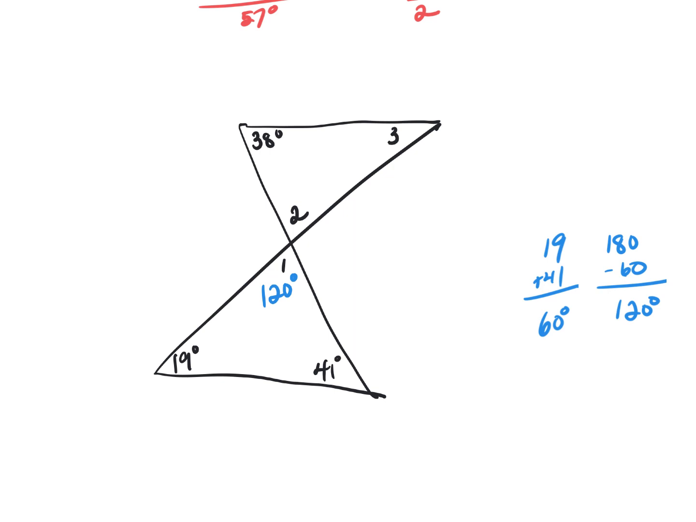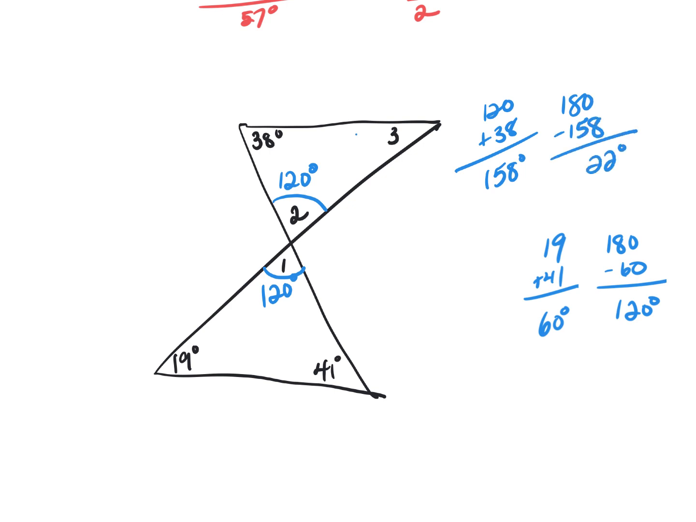Now, what you needed to remember is that angle 2 is vertical to angle 1. So that means this angle is also 120. And with that information, I now can solve for angle 3. So 120 plus 38 gives me 158, and 180 minus 158 leaves me a remaining 22 degrees for angle 3.